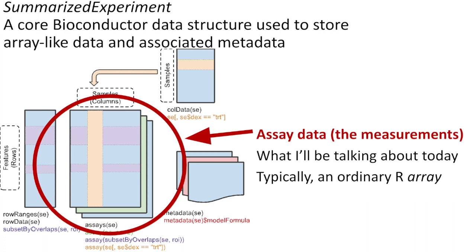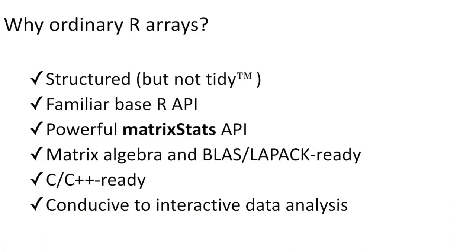Today's workshop focuses on the assay data, the actual measurements that are the basis for our analysis. Typically, these are stored as an ordinary R array or matrix. Ordinary R arrays are structured. For Bioconductor, rows are features and columns are samples. It has a familiar base API by the R software that can be extended by packages such as matrixStats. Matrices support matrix algebra and are compatible with BLAS and LAPACK, and they are C and C++ accessible, so you can write algorithms that work in these languages when necessary. And overall, they are quite conducive to interactive data analysis.